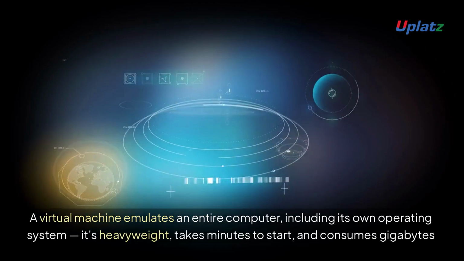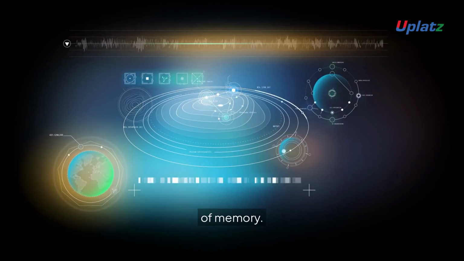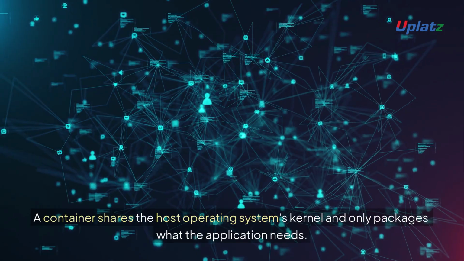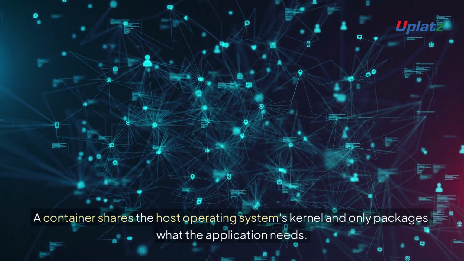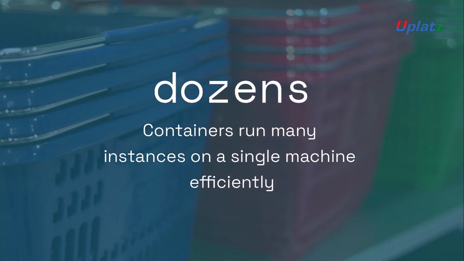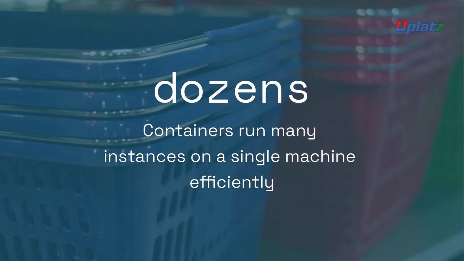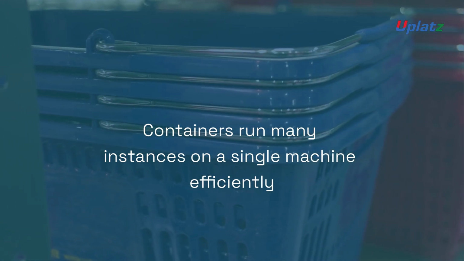A virtual machine emulates an entire computer, including its own operating system. It's heavyweight, takes minutes to start, and consumes gigabytes of memory. A container shares the host operating system's kernel and only packages what the application needs. Containers start in seconds, use far less memory, and you can run dozens on a single machine where you'd only run a handful of VMs.